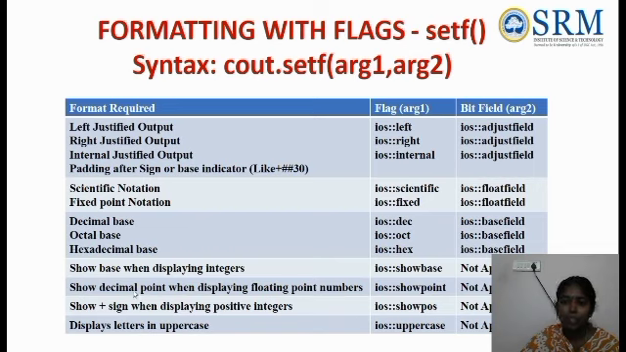To show the decimal point when displaying floating point numbers, we use the flag field ios::showpoint. Here also the bit field is not applicable. To show the positive sign when displaying positive integers, we use ios::showpos, and here also the bit field is not applicable. To display letters in uppercase, we use the flag field ios::uppercase, and the bit field is not applicable here.